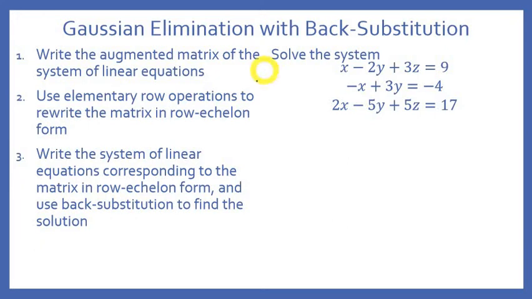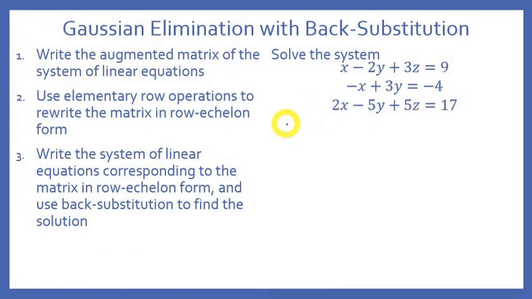Alright, so this time we're now going to perform Gaussian elimination with back substitution using matrices. So we have a sample system here, and we're going to perform Gaussian elimination. So first, we write the augmented matrix of the system.